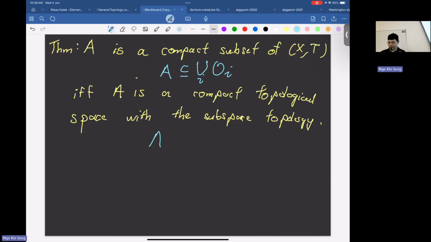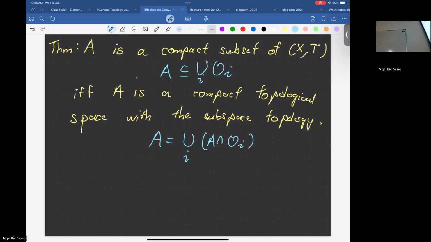So here you need to see A as the union of all the intersections of A with the open sets. Then you need to check whether you have a finite subcovering from all these. Note that there's a subtlety here. In one, I just require you to have a subset. In the other, it is equal, because if you view A as a compact topological space, this is already the whole space. But in the previous statement it just says that it's a subset. Does it make sense?